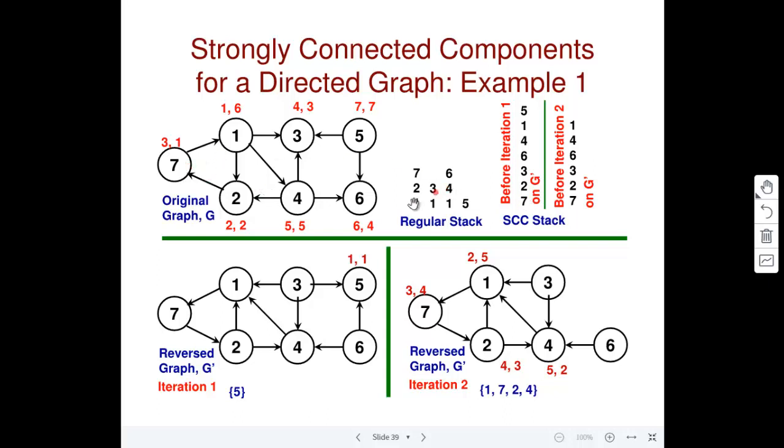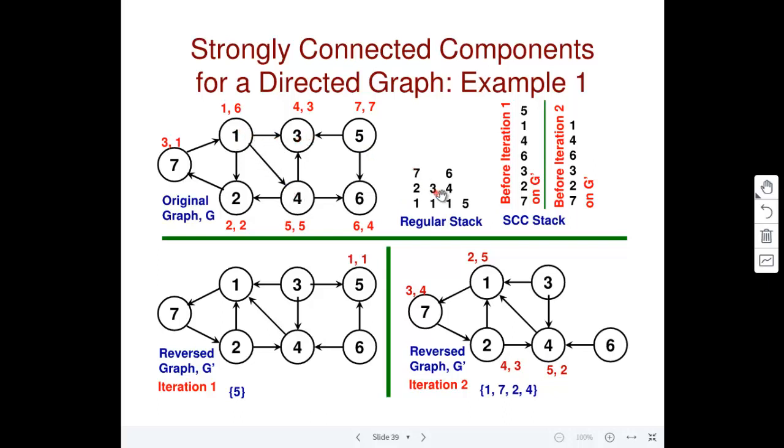Now the top of this regular stack is vertex 2. From vertex 2 you cannot go anywhere else, so it's time to pop out vertex 2 from the regular stack. That's the second vertex to be popped out. Again, as you pop out vertex 2 from the regular stack, you push it to the SCC stack. Now we are back to vertex 1 at the top of the regular stack. From 1 you can now go to 3 or 4. So you go to 3.